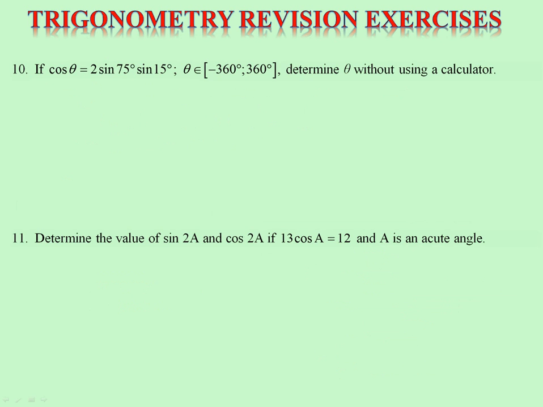Cos theta equals 2 sine 75 sine 15. Well, I would like this to be a double angle formula, but it's not quite. But hang on. Sine sine. We can make that cos by saying 90 minus. There we are. And there we are. 2 sine 75 cos 75. Which actually gives us sine of twice 75. Sine of 150. Which is sine of 180 minus 30, which is sine of 30.